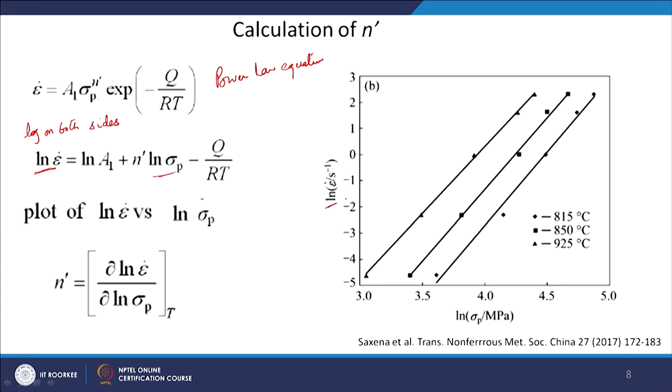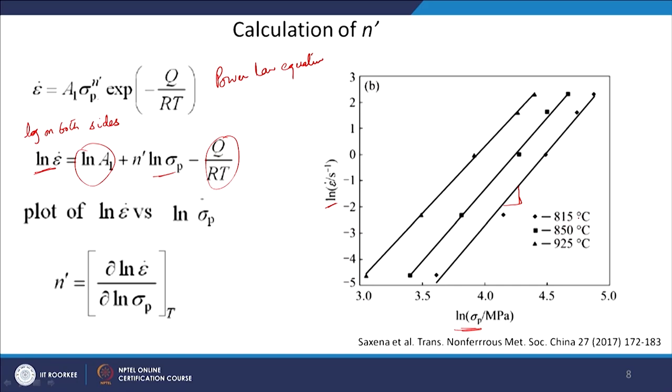Okay, you have plotted ln epsilon dot and ln sigma p. Then the slope of this: if I differentiate this equation, of course the constant terms will become 0, and at constant temperature this term will also become 0, and this is obviously a constant, so these two terms will become 0. So n prime will be equal to del ln epsilon dot upon del ln sigma p. Basically it is the slope of this curve. These three curves are for three different temperatures.